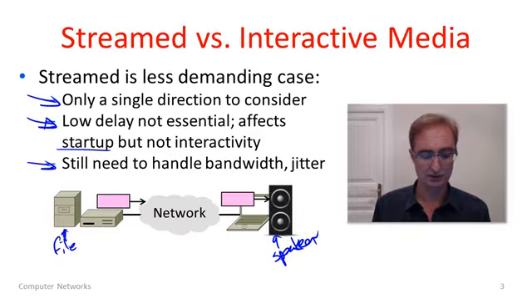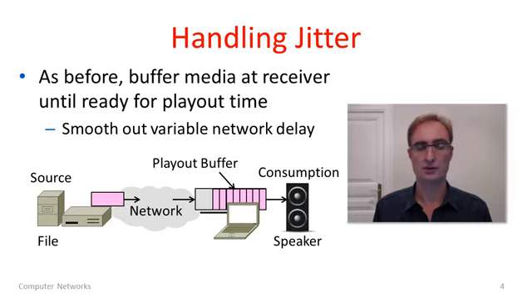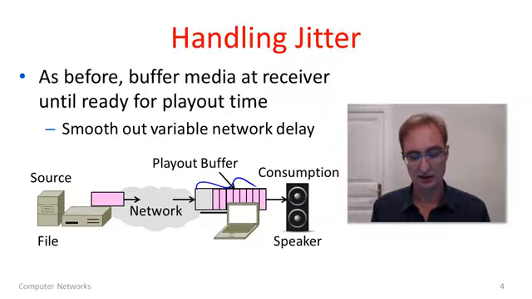However, because this is a real-time playout on the other end, we're still going to need to handle the bandwidth and jitter issues in the network. So let's go on to those issues. As with the interactive case, the hardest thing to handle is really the delay. And here, the key component for us is not so much the delay, but the jitter. So as in the interactive case with VoIP, the solution to handle the variation in the network delay is to use this playout buffer right here.